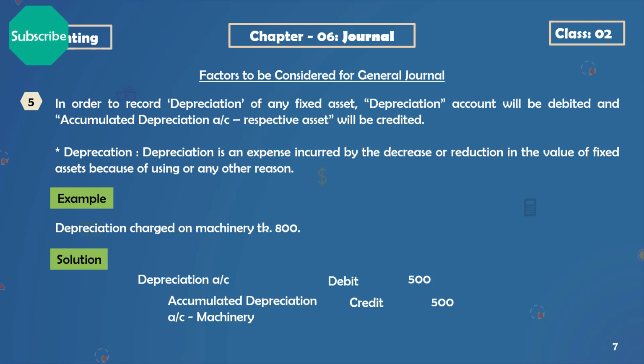So you have to remember this very carefully. When you have to record depreciation, then you have to debit depreciation account and you have to credit accumulated depreciation account of the respective asset. Okay, all right.